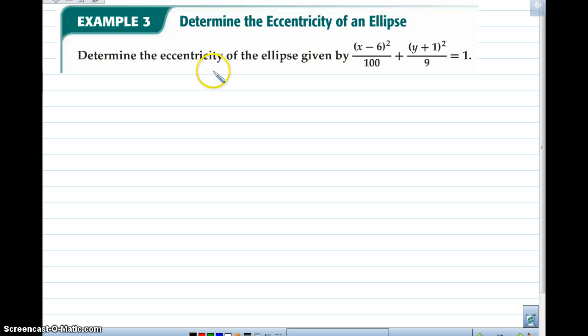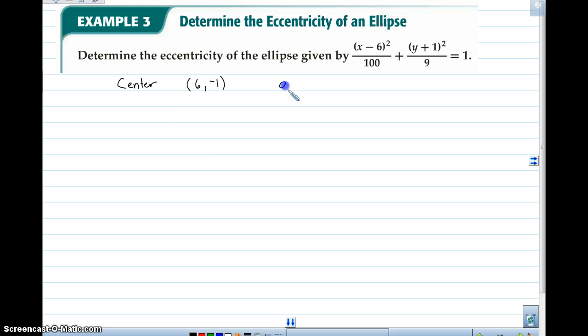It says to determine the eccentricity of the ellipse given by (x minus 6) squared over 100 plus (y plus 1) squared over 9 is equal to 1. We're going to start the same way as if we were figuring out how to graph this. Even though we don't need to graph it, it's helpful to know where the center is. The center is going to be located at (6, negative 1).